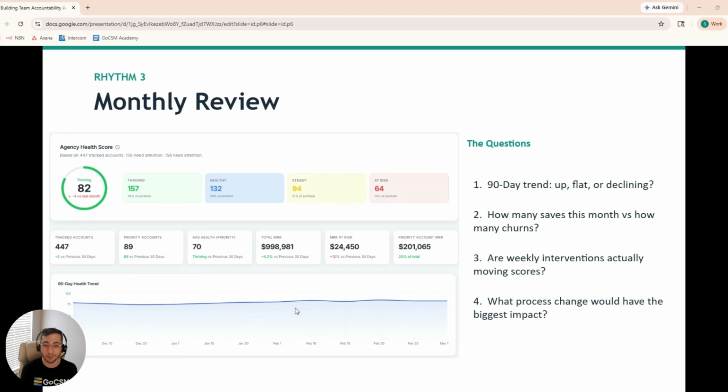If your team has been doing weekly reviews and one on ones for a full month and the trend is still flatlining or declining, then the weekly actions, what your team is doing, is actually not enough or it's not working. So something in your customer success approach needs to change.